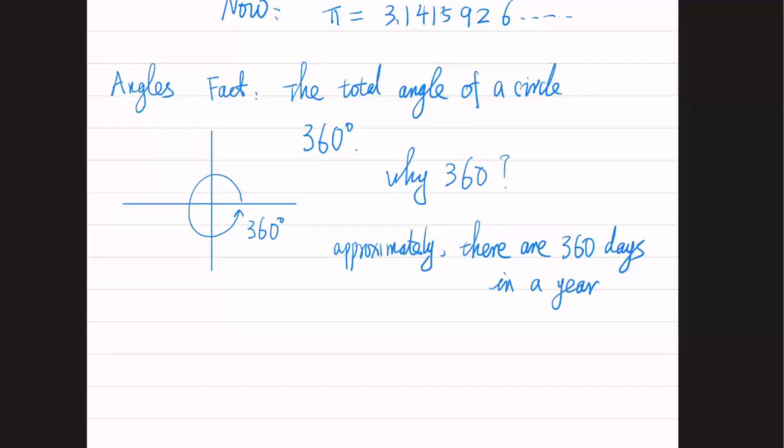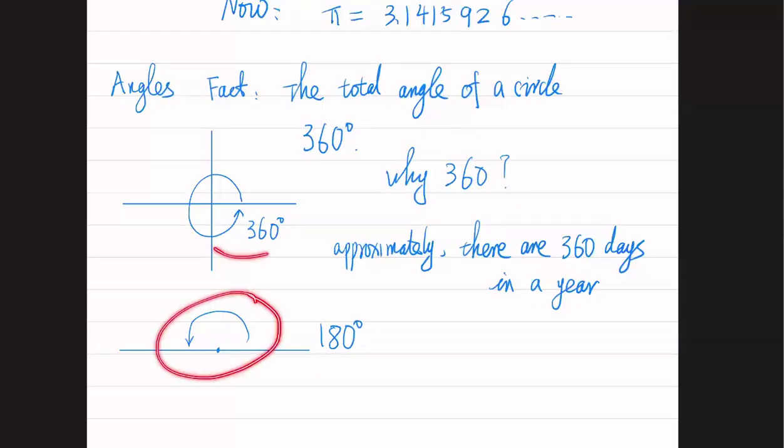Now we have the total angle of a circle. Another special one is the flat angle. Amy, I check with you. What's the angle of this one? 180. Okay, so this will be 180, and it's half of the total angle. We can go off the top, we can go off the bottom. Each of these is 180.